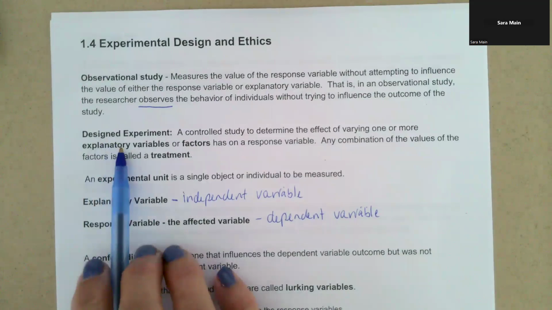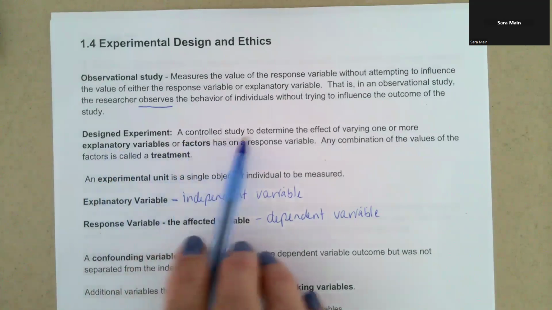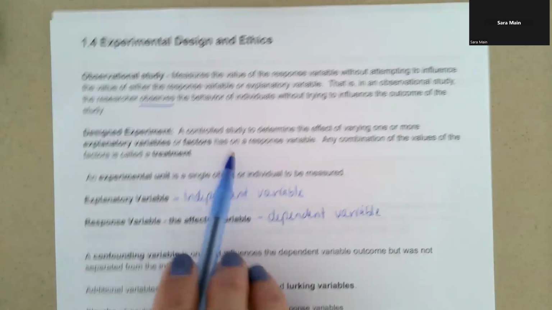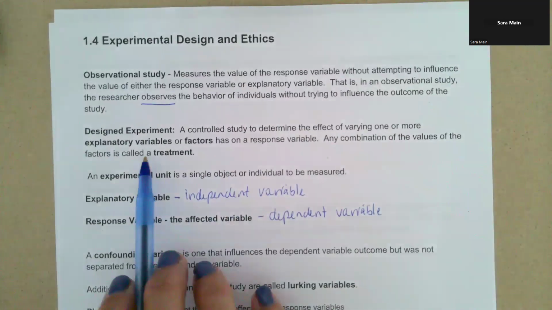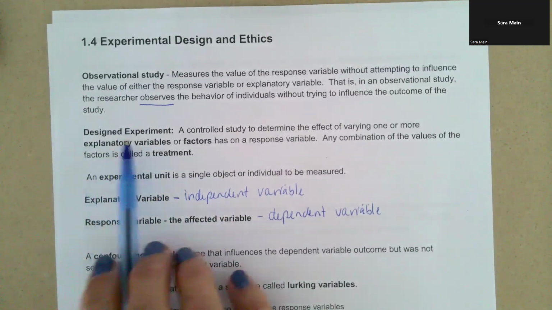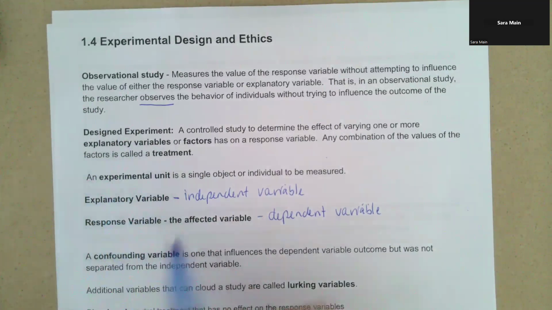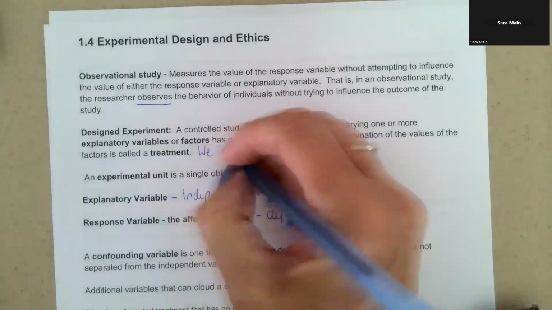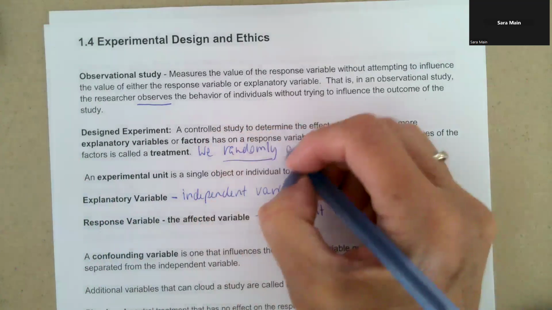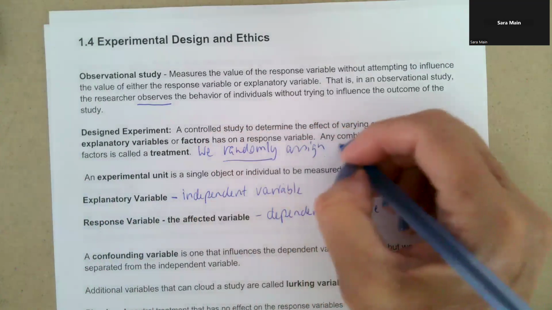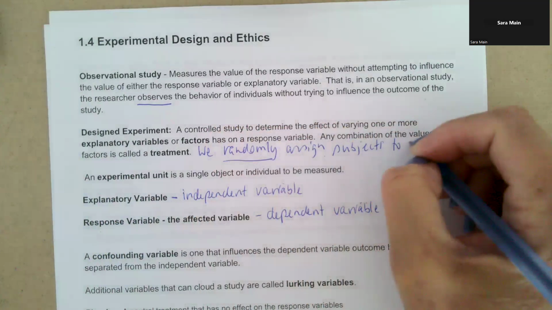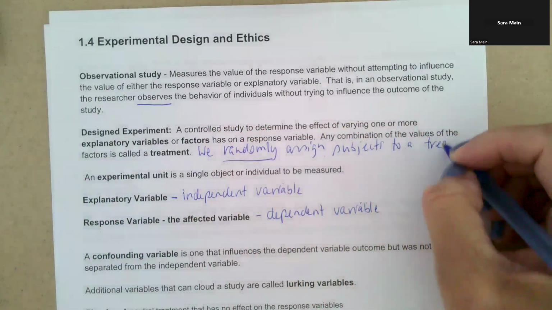In a designed experiment, it's a controlled study to determine the effect of varying one or more explanatory variables, or factors, on a response variable. Any combination of the values of the factors is called a treatment. So a designed experiment is where we randomly, that's the key, randomly assign subjects to a treatment group.